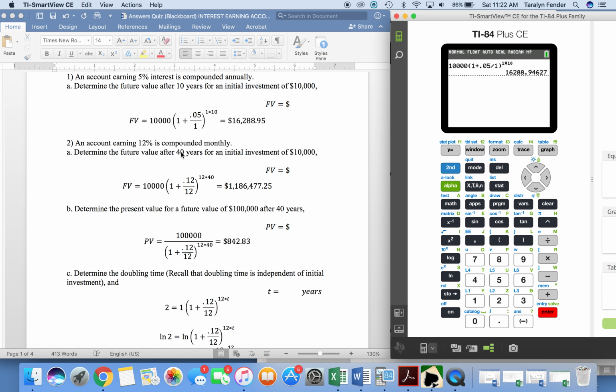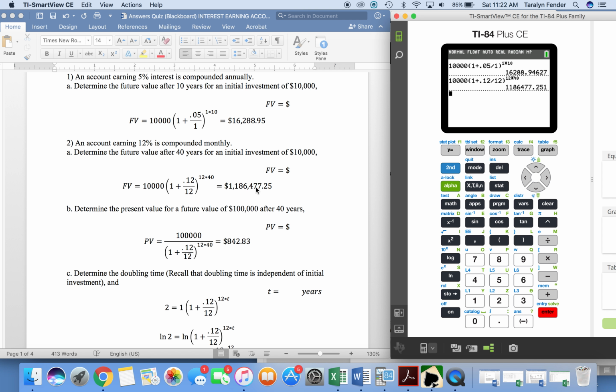An account earning 12% is compounded monthly, so now we need to change it. The T has changed to 40 years, but our investment has stayed the same as 10,000. So I'm going to go up and grab this, and then change the values that need to be changed. 10 becomes 40, and the 1 becomes 12, because it's compounded 12 times per year, and this 1 becomes 12 as well, and the 5% becomes 12%. And press enter, and there is our value.